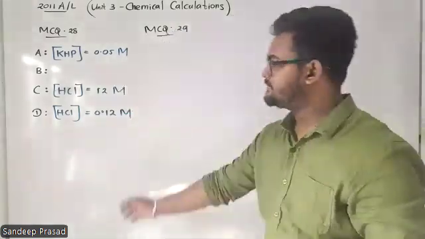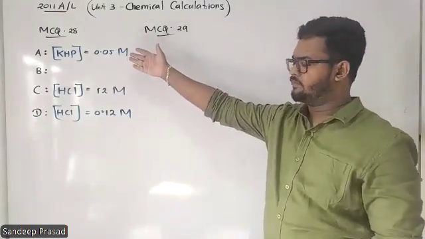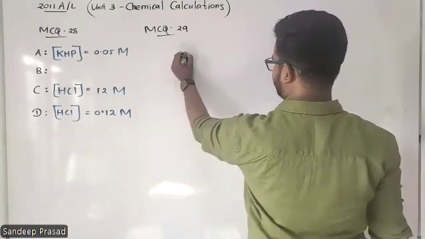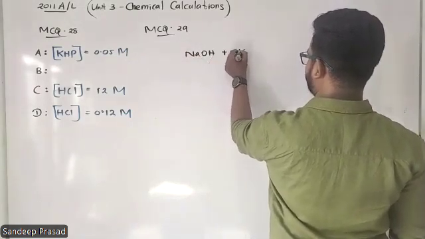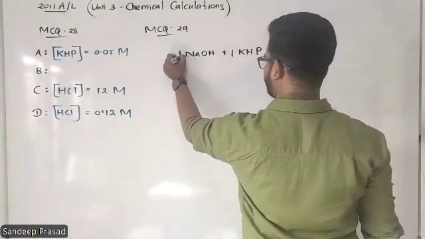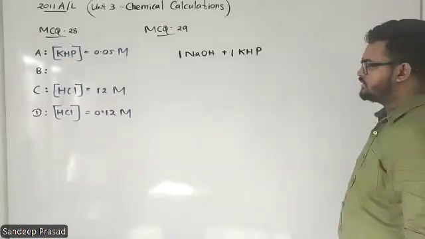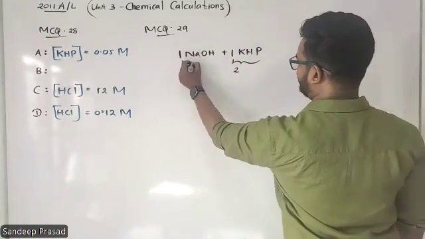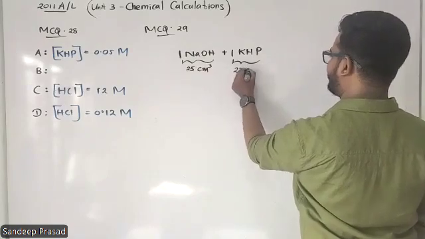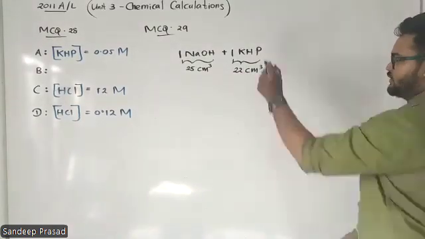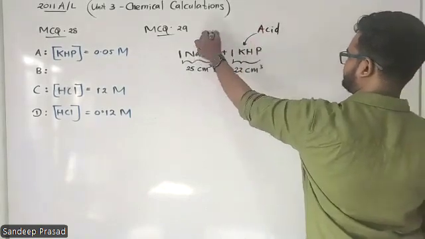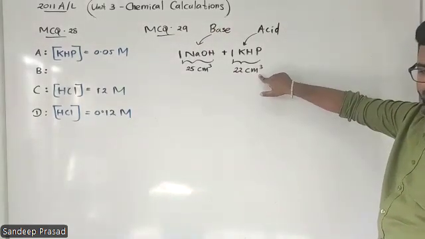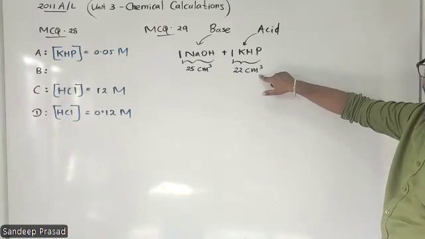Students, we know that potassium hydrogen phthalate is actually a monobasic weak acid. That means it's kind of a reaction like sodium hydroxide and HCl. I can say that sodium hydroxide is reacting with potassium hydrogen phthalate with the reaction stoichiometry 1:1. Right? So they have given that the potassium hydrogen phthalate solution consumed to react with sodium hydroxide 25 cubic centimeter is 22 cubic centimeter. Right? So this is the acid and this is the base.